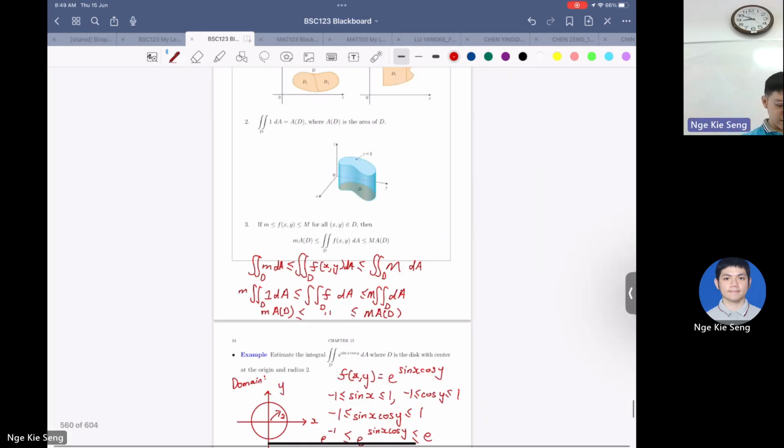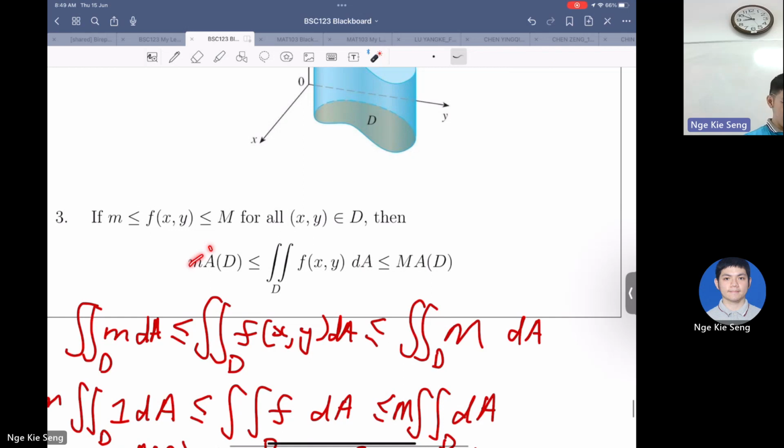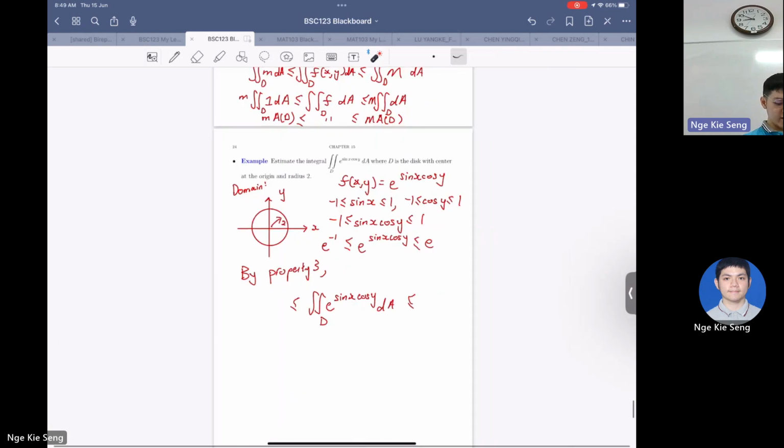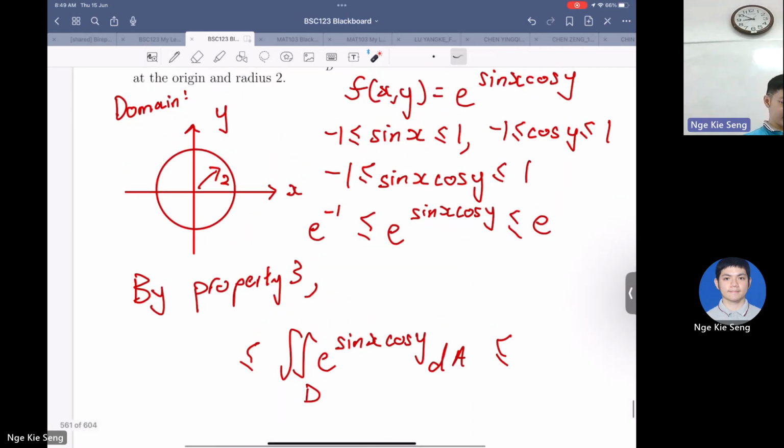Okay, by this property here, it's bounded by the lower constant times the area of the domain and bounded above by the upper constant times the area of the domain. So in this case, what's the lower bound? e^-1 times, what's the area of the domain here? 4 pi. Okay, good. What's the formula?